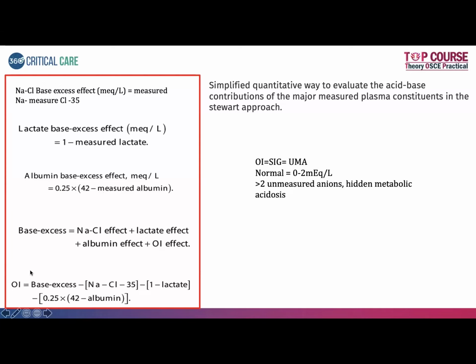And that is your unmeasured acids. This is the calculated one. The actual measured one, if you look into that, will be your unmeasured anions. This will be the contribution. So this is the simplified way of the base excess approach.